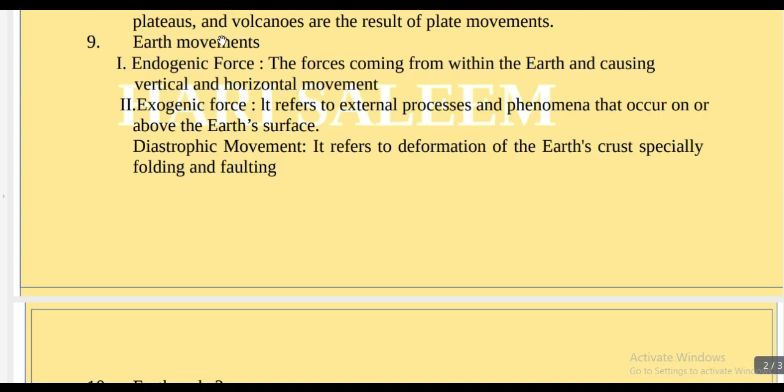Next, Earth movements. Endogenic force: the forces coming from within the Earth and causing vertical and horizontal movement. Exogenic force: it refers to external processes and phenomena that occur on or above the Earth's surface. Diastrophic movement: it refers to deformation of the Earth's crust, especially folding and faulting.